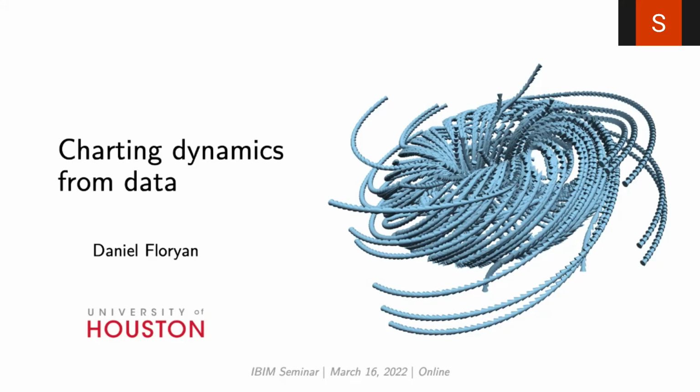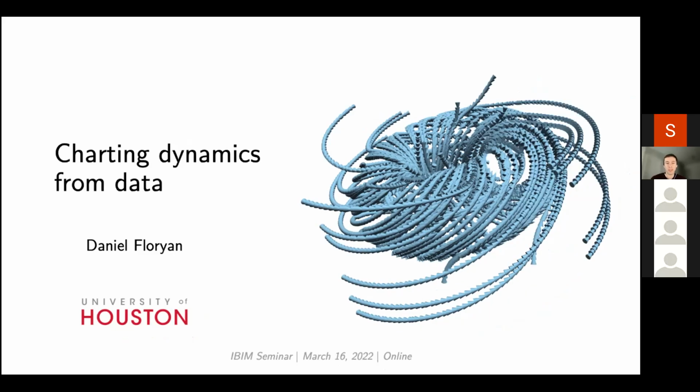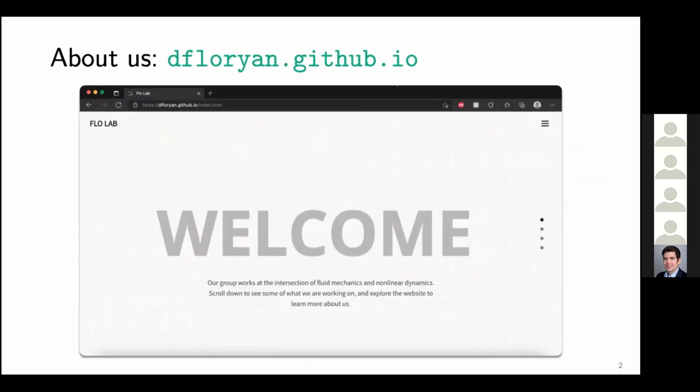And today I'll be talking about a topic I'm calling charting dynamics from data, and we'll see exactly what I mean by that. But before getting started, I just want to say a little bit about myself and my group. So as Sichang just mentioned, I'm an assistant professor at the University of Houston, and I just started in October of last year. So I thought it'd be worth describing a little bit about my group and the things that we're interested in. And I think the best way to do that is to just visit my website. So that's up here for anyone who's interested in it.